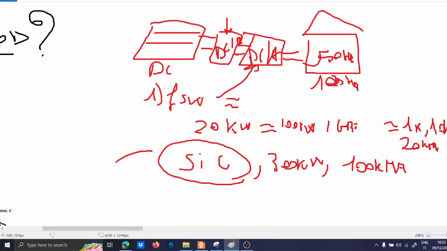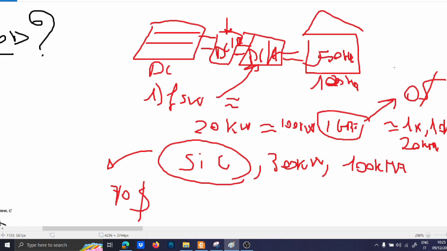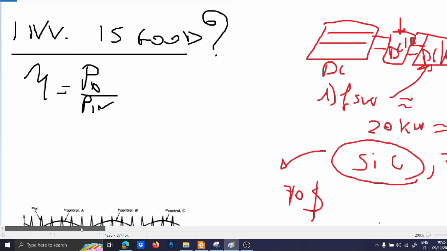But the SiC costs around $70 each, while the IGBT is basically zero, €1, nothing. That's the difference. These are employed for custom applications, but generally speaking, it is like this. If you want to realize a megawatt inverter, then use the thyristor or SCR.